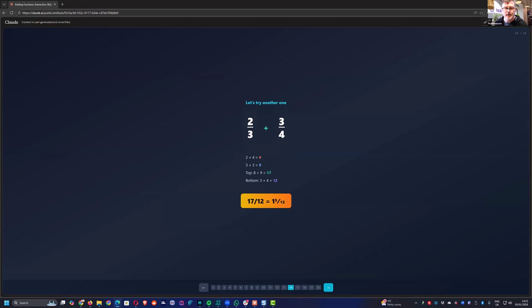2 times 4 is 8. 3 times 3 is 9. Add the tops. 8 plus 9 is 17. And the bottom, which is 3 times 4, is 12. So we get 17/12, which is 1, and then 5/12 left over.